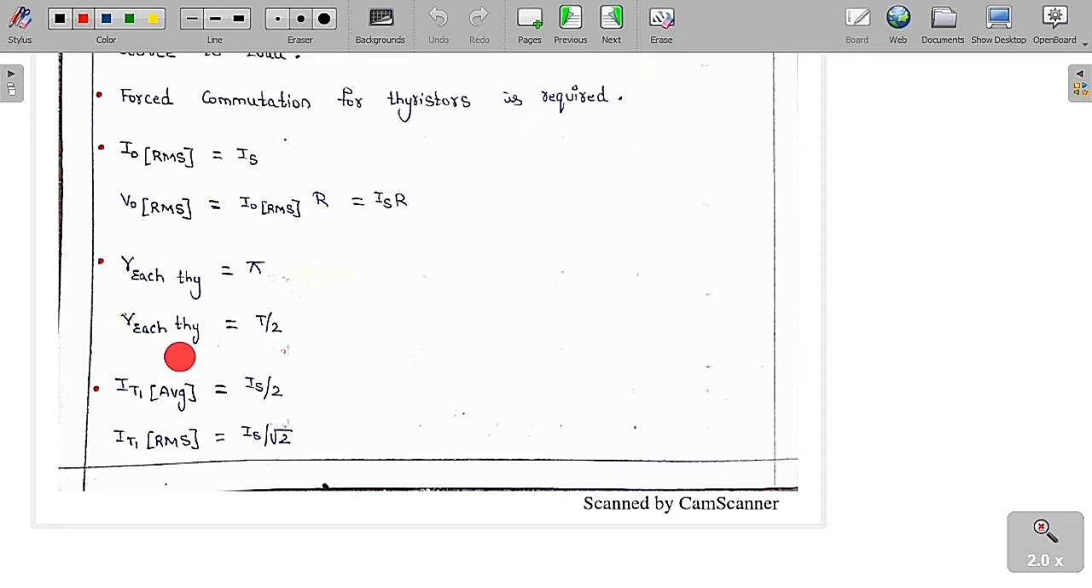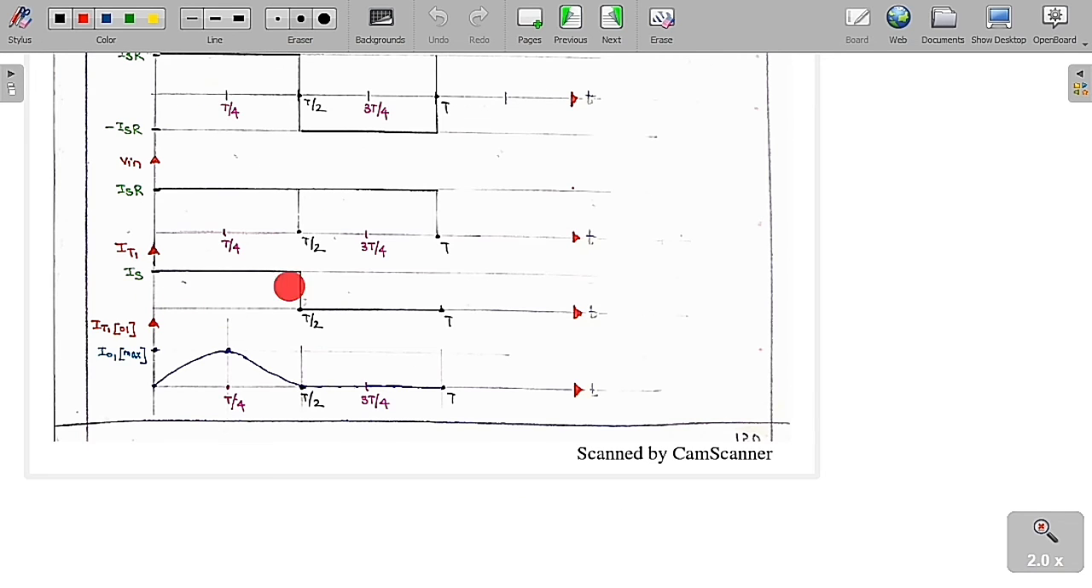Or simply, if you want it in terms of time, it is T by 2. If you want it in terms of degrees, it is pi. If you want to draw the thyristor current T1, T1 is conducting only from 0 to T by 2. Only from 0 to T by 2, T1 is on. So whenever T1 is on, IT1 is equal to I0, and I0 is equal to IS in this region. So this is the thyristor current IT1 in this range.